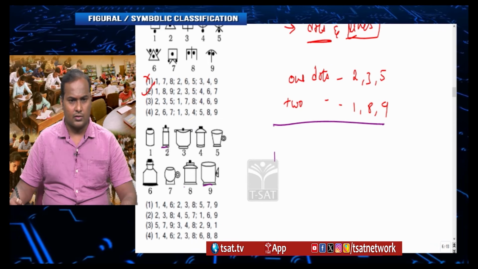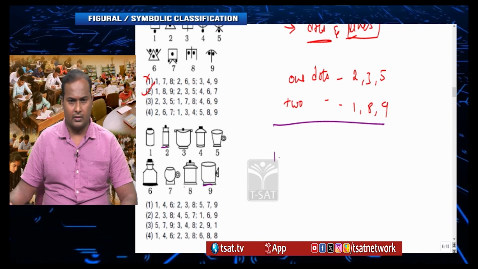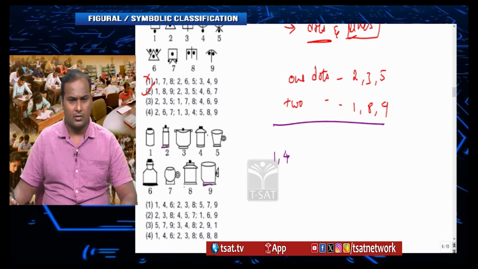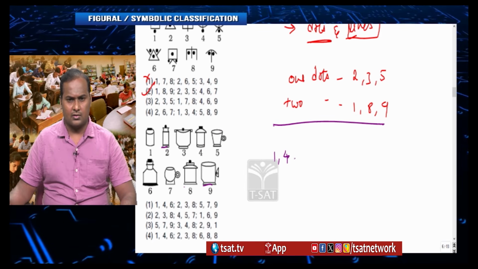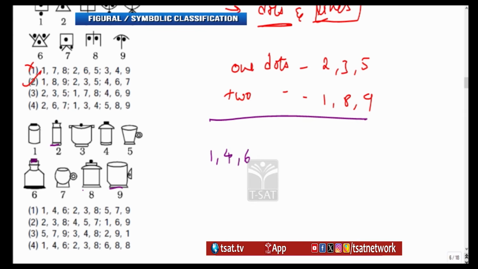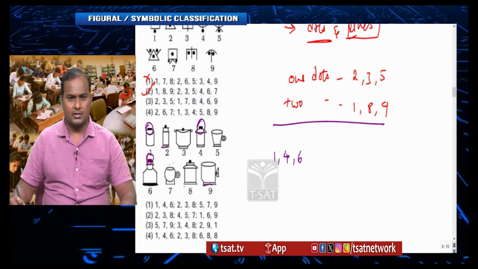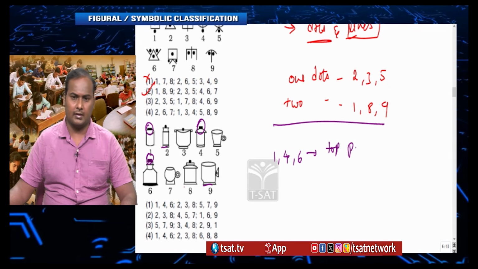And let us check the other figures. 2 is circle, 3 is circle, again 4th one, it forms like a square. Then the 6th one also forms a kind of square on the top itself. So, if you see the top portion, 1, 4 and 6, these 3 form a group because the top portion is like a lid.